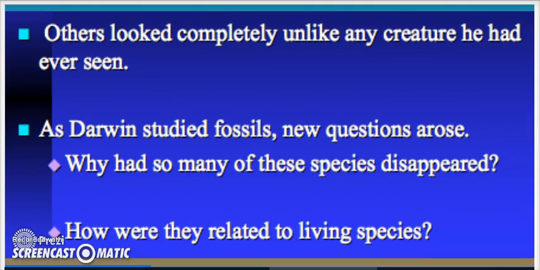As he studied the fossils, some questions came to mind. Why had so many of these different species disappeared, no longer around? Likewise, were they related to species that were alive today? These are questions that drove him further and further into his idea of evolution.